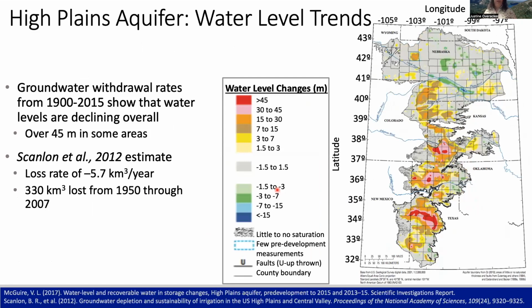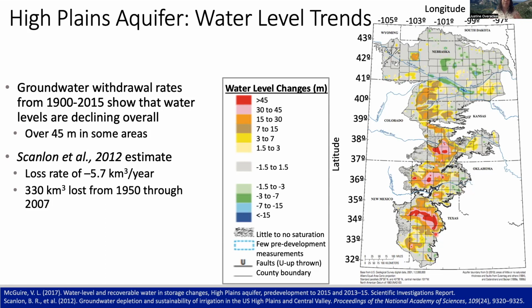So, water level trends in the aquifer for the past 100 years or so have been on the decline, and that's illustrated fairly well by this figure to the right. The hottest colors show the greatest levels of decline, and areas in the southwestern corner, Kansas and the Texas Panhandle have seen declines over 45 meters in some areas.